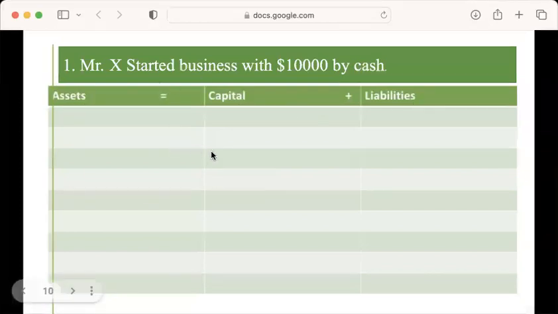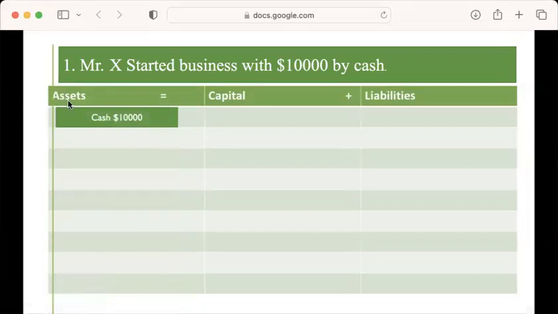Mr. X, a person, started a business with £10,000 in cash. Now X starts a business. What happens when X starts a business? We are not worried about X, but we are worried about the business. There wasn't a business before, now there's a business, and this business is receiving £10,000 in cash. So the business did not have anything before, but now the business has £10,000.